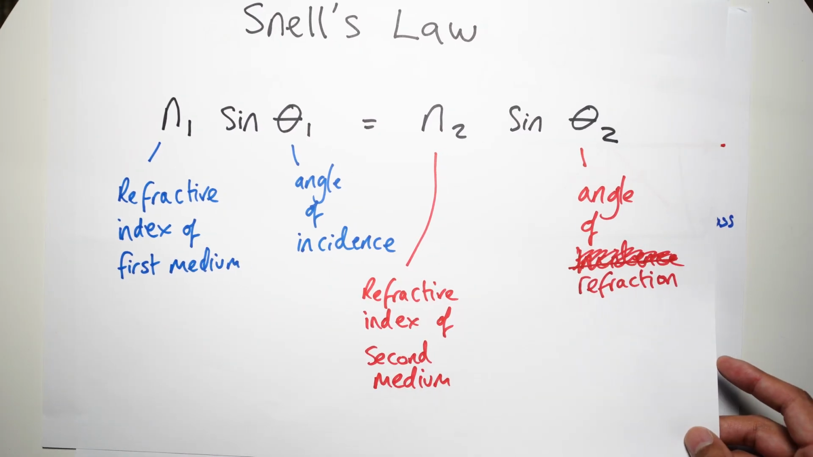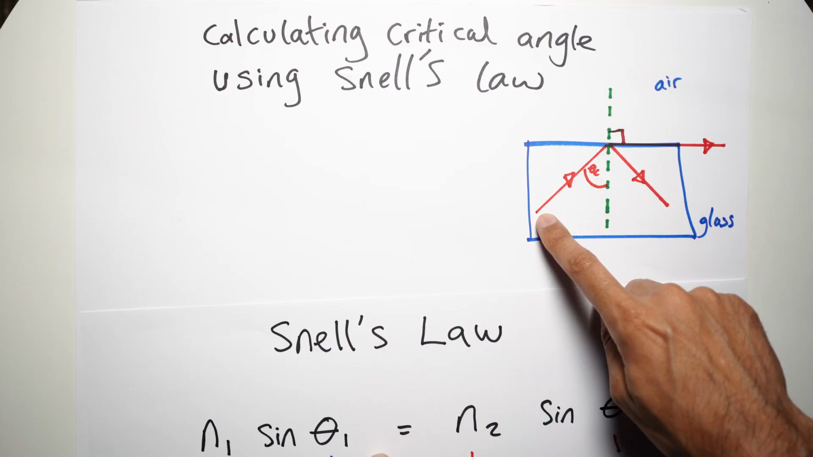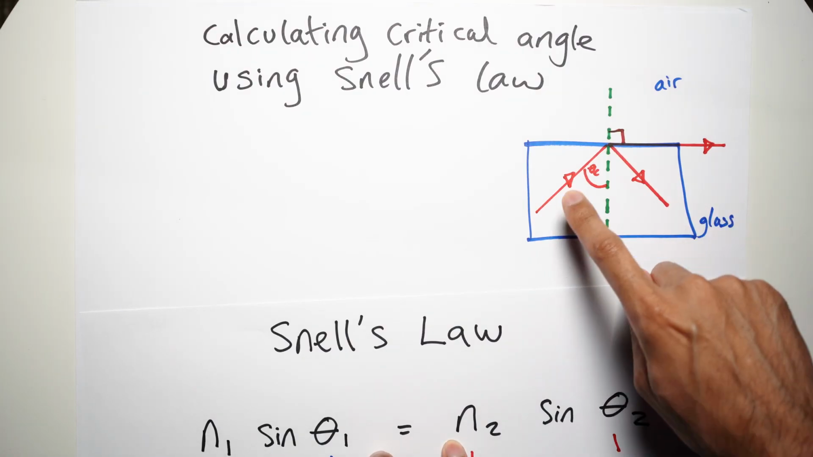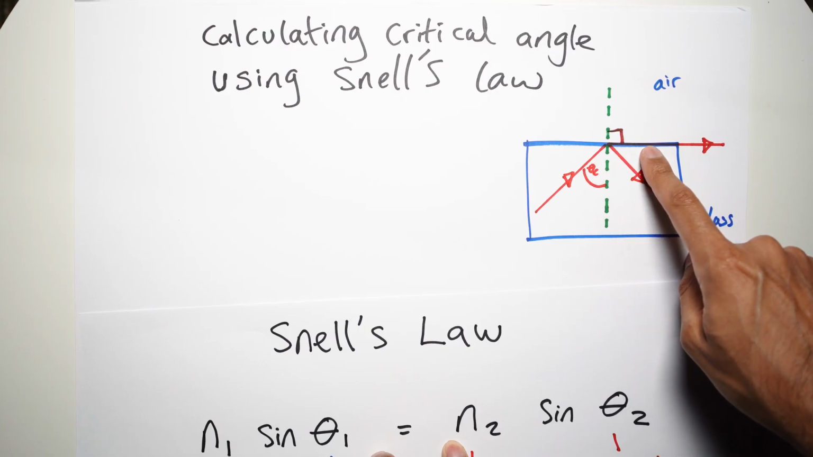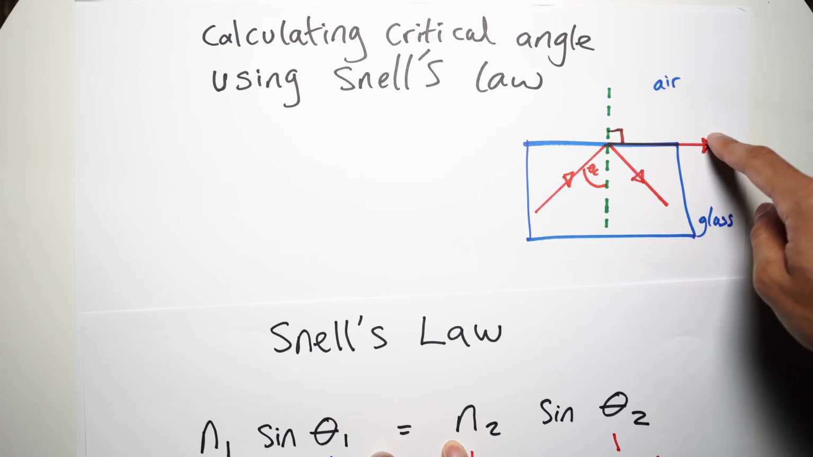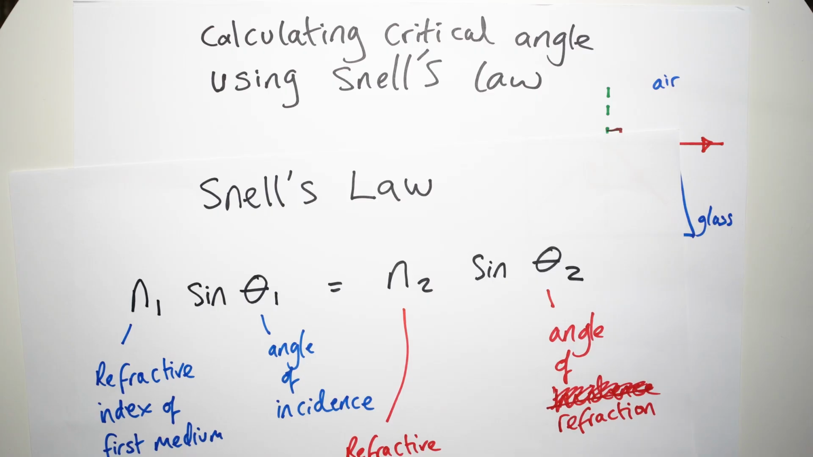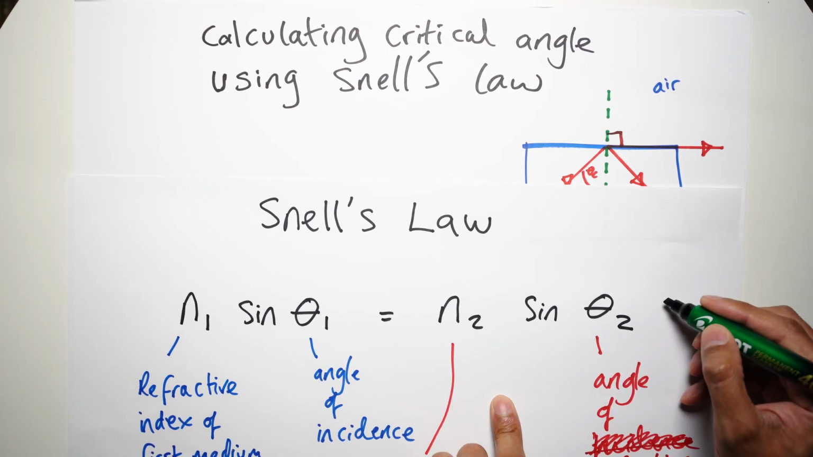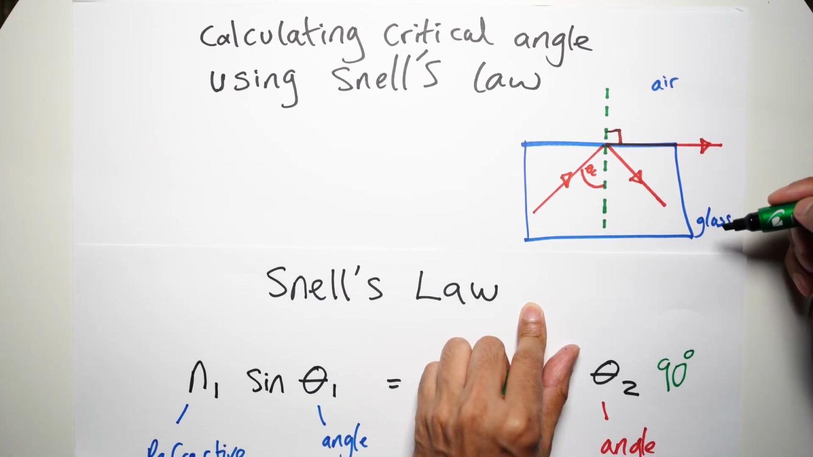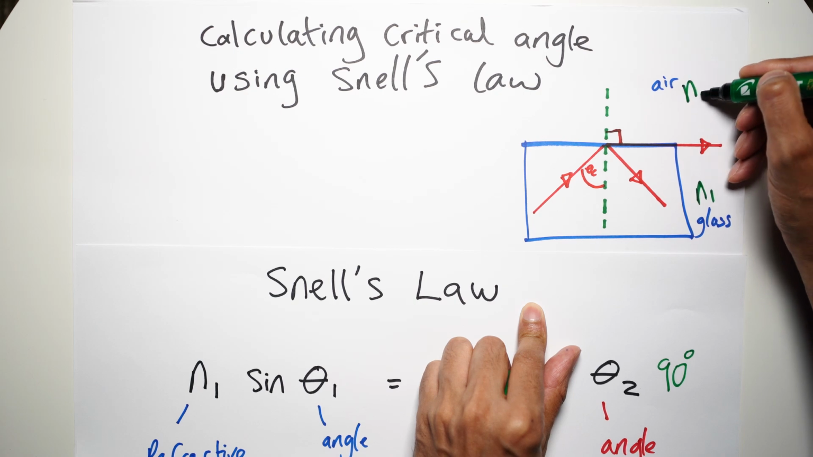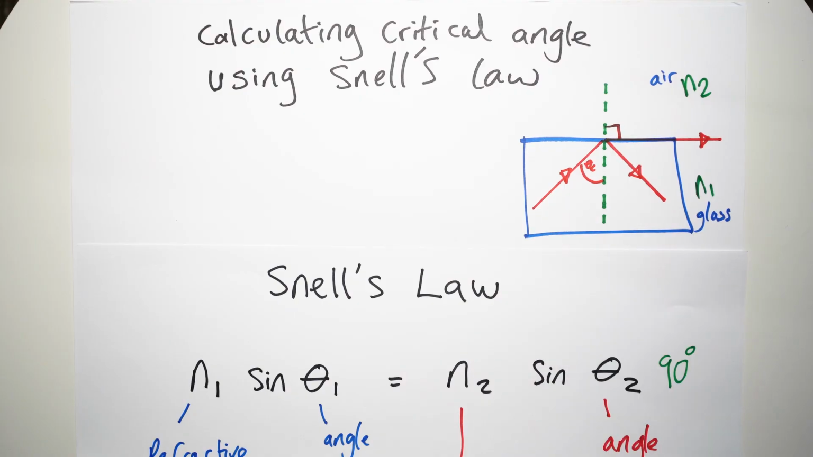Now we can modify this a little bit because this is what the critical angle is. So you've got a light beam going in some glass. Some of it is being reflected and some of it is being refracted at right angles. If we have a look at this, you can say that this angle of refraction is 90 degrees. And another thing that we need to know, this is N1 and this is N2, because the light is coming from the glass itself.